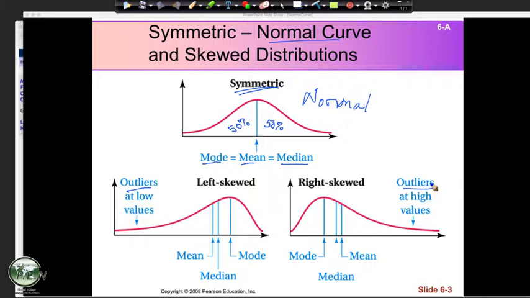We should call it something else like Fred or something. It might make it easier to understand. Okay. But they named it the normal curve.